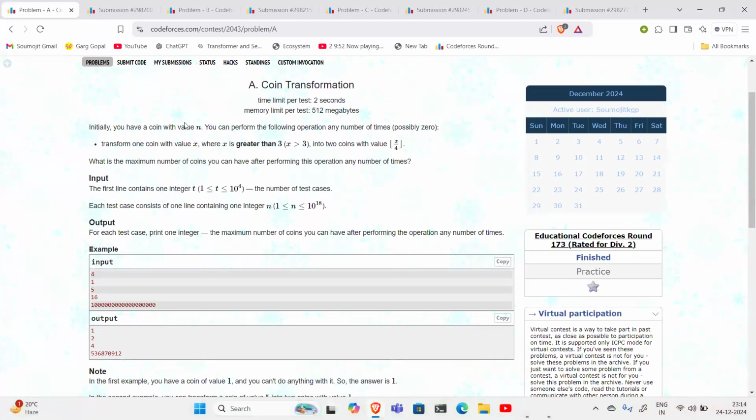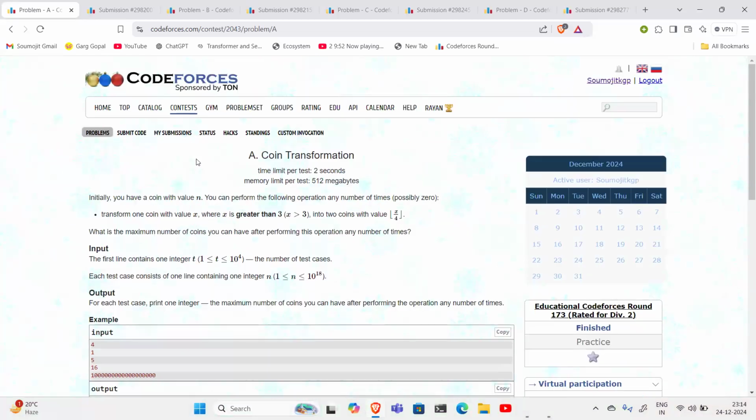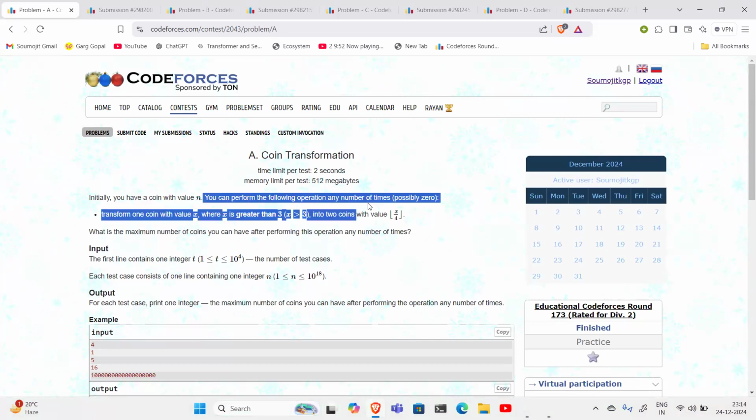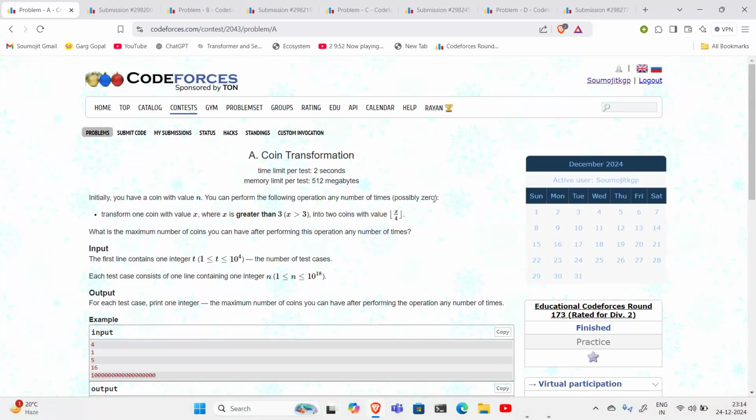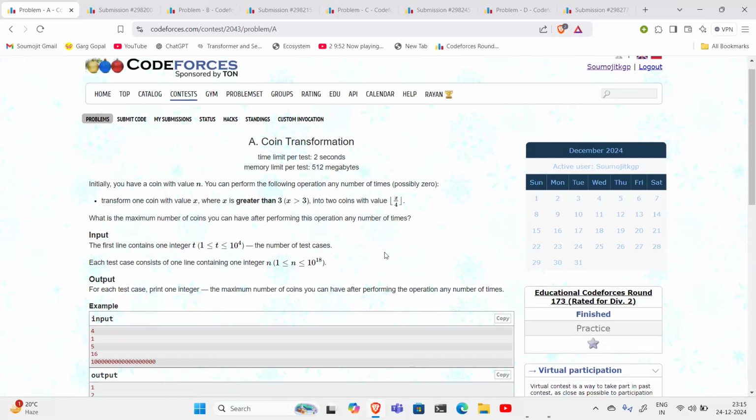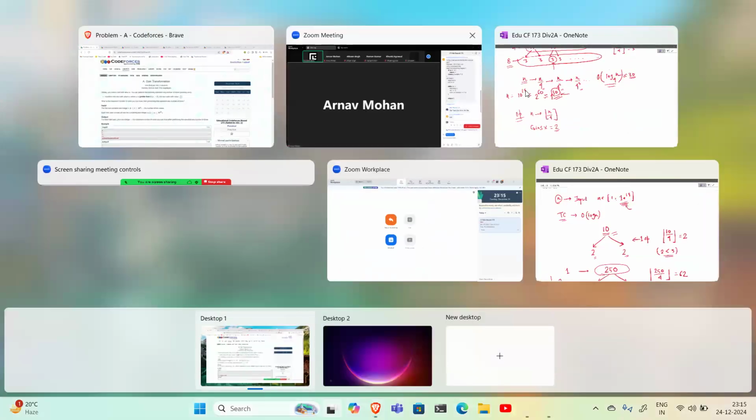So let's start with problem A. It says that initially you have a coin with value n. You can perform the following operation any number of times, possibly zero. What is the operation? The operation is transform one coin with value x, where x is greater than 3, into two coins with value x by 4. And the question asks, what is the maximum number of coins you can have after performing this operation any number of times? Okay, so let me explain this question.